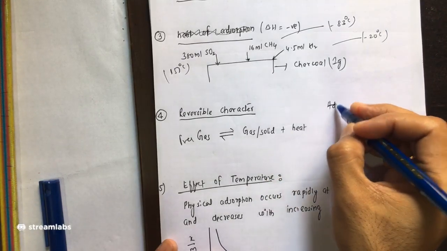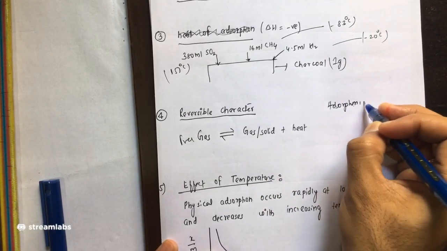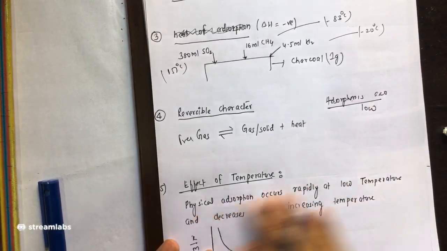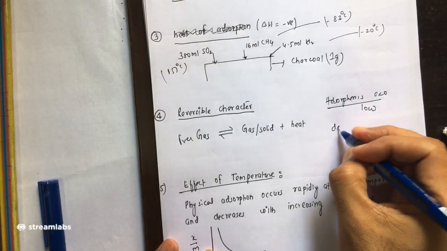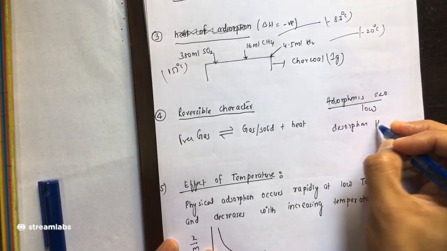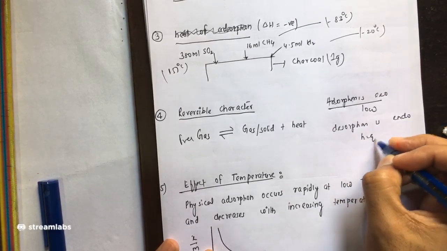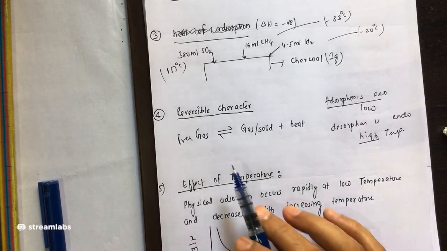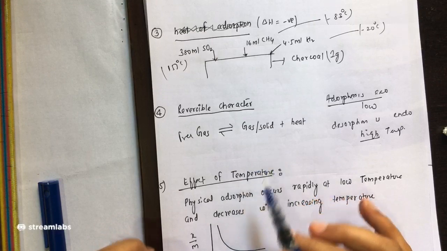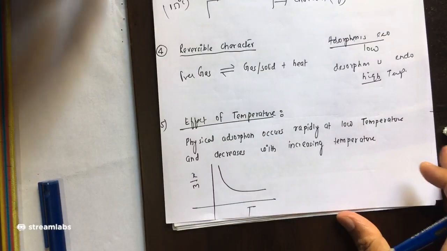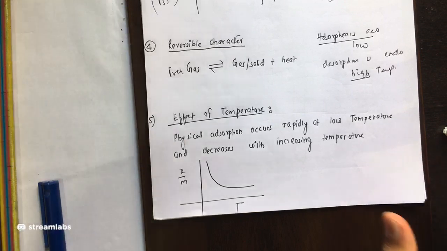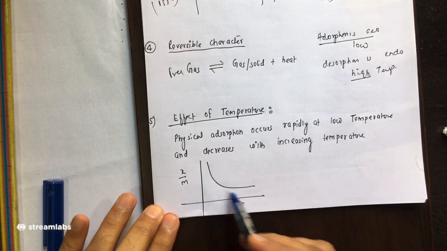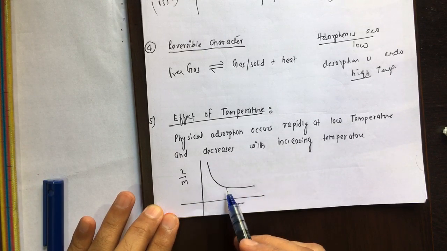So adsorption is exothermic, and low temperature will favor it, while desorption is endothermic, and high temperature will favor it. That is why free gas is in equilibrium with gas in solid plus heat. Now, the effect of temperature. What is the effect of temperature? Simple: physical adsorption occurs rapidly at low temperature. This is the graph I am telling you.